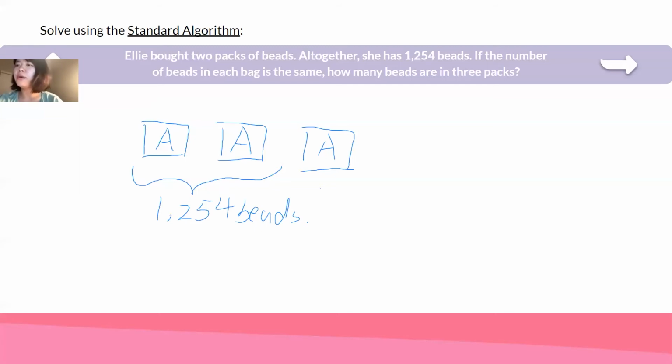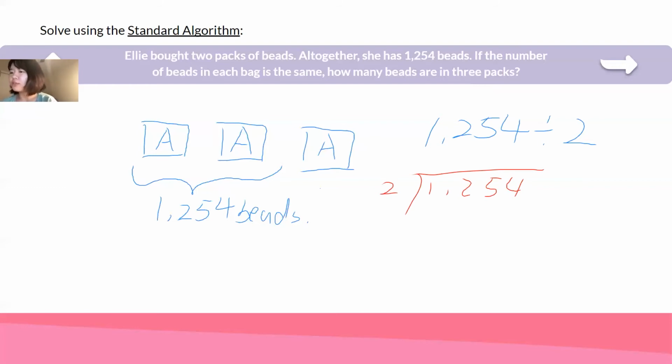And we already know we have 1,254, and we need to divide by 2 to get the number of beads in one of the bags. So let's use the standard algorithm. Let me use another color. So 1,254 divided by 2. Start from the thousands place, and 1 is less than 2. So let's move 1,000 into the hundreds place. So that gives us 1,200. So 1,200 divided by 2.